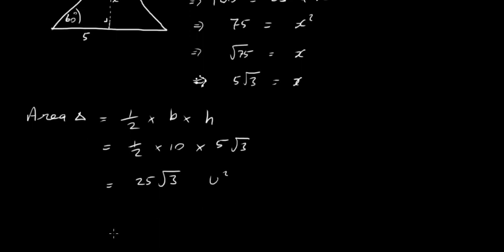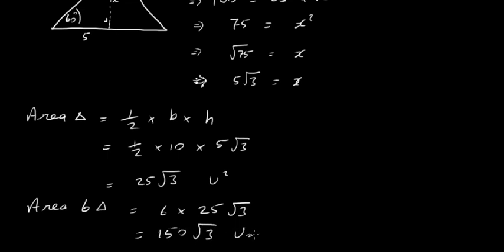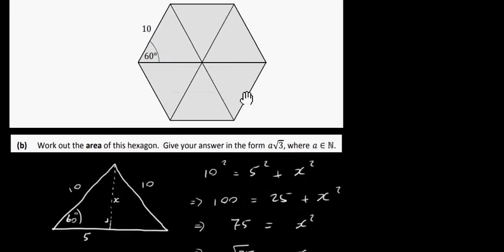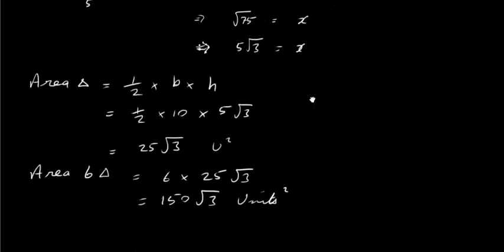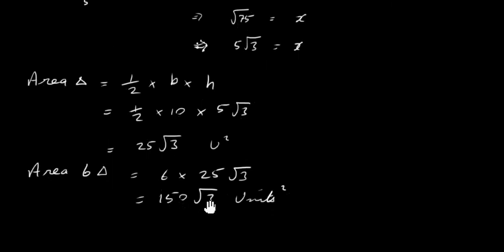So we have the area of one of these triangles, so now all we've got to do is find the area of 6 triangles. So that's just going to be 6 times 25 root 3. So when you work that out, you get 150 root 3 units squared. So that's the area of our hexagon. Give your answer in the form a root 3, where a is an element of N. So this is my a here, it is a natural number, and we have root 3 here. Okay, so that's it for question 12 and indeed paper 2.